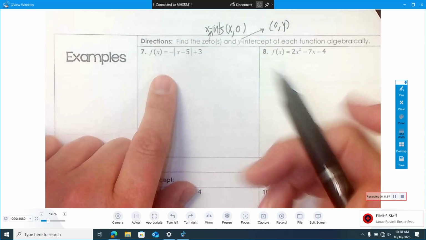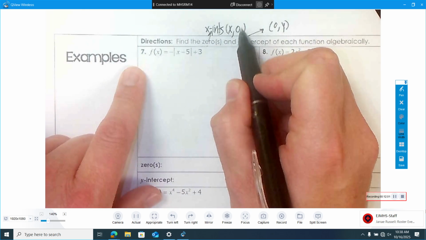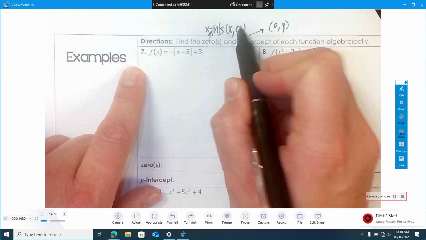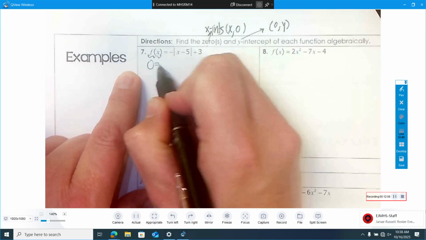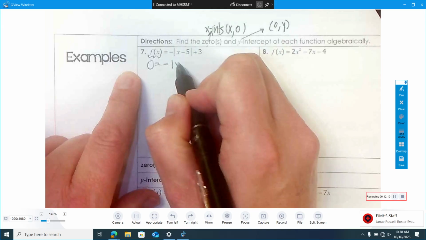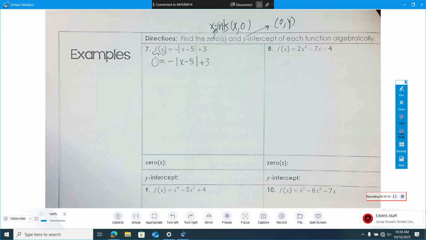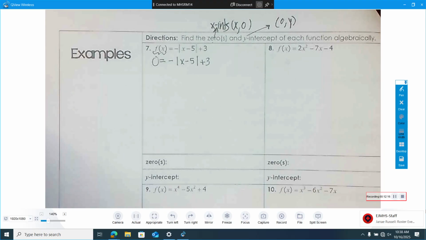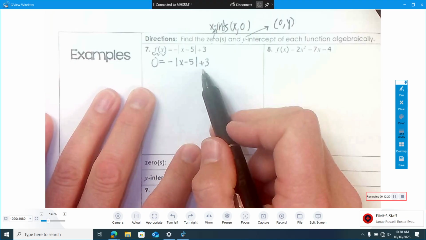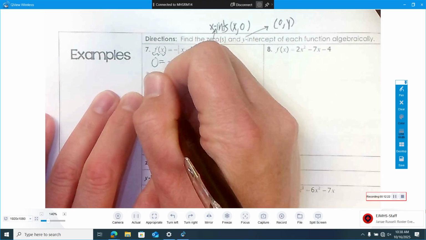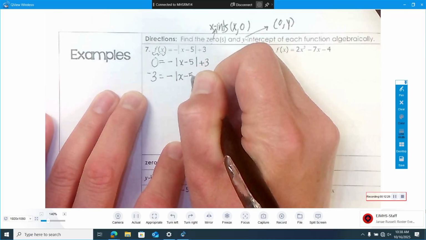And so if I want to find the zeros, that's telling me to set the y value equal to 0, and that's what this is. So I'm going to say 0 equals the opposite of the absolute value of x minus 5 plus 3. Now, how do we solve absolute value equations? Add the 3 or subtract the 3? Subtract the 3, so we have negative 3 equals the opposite of the absolute value.